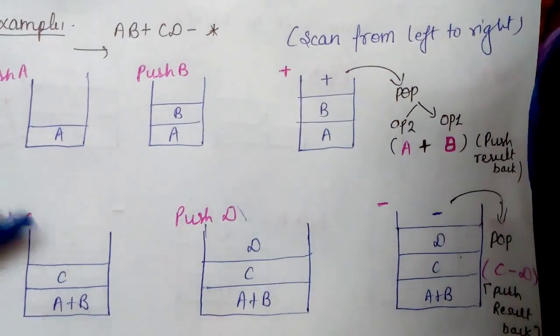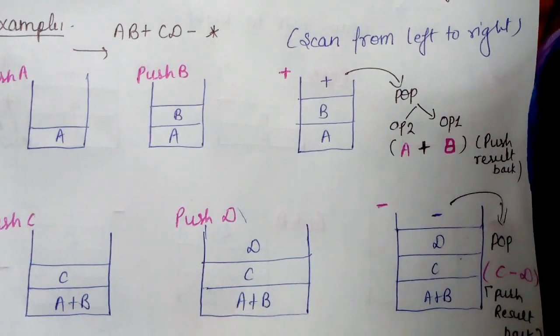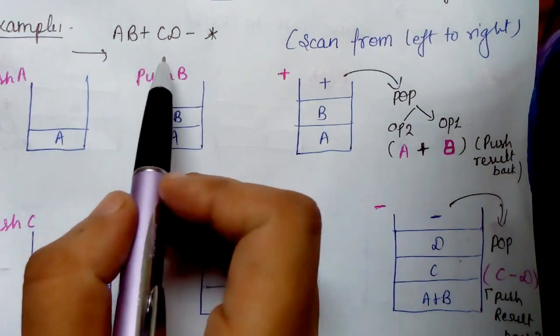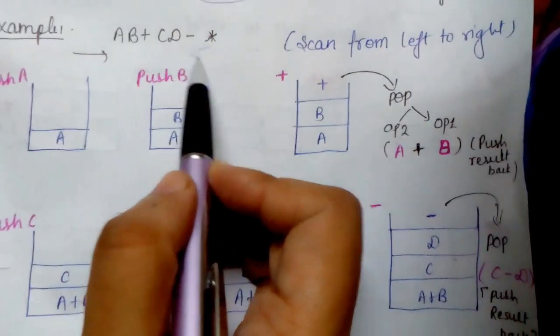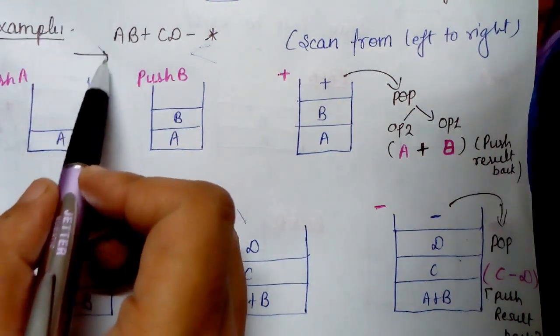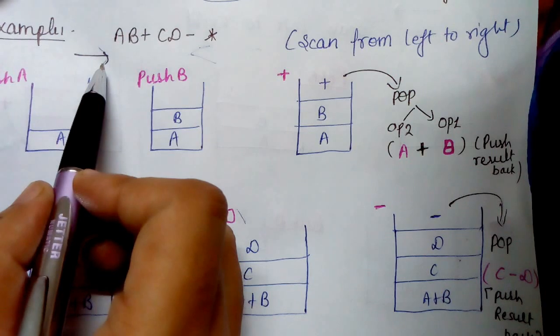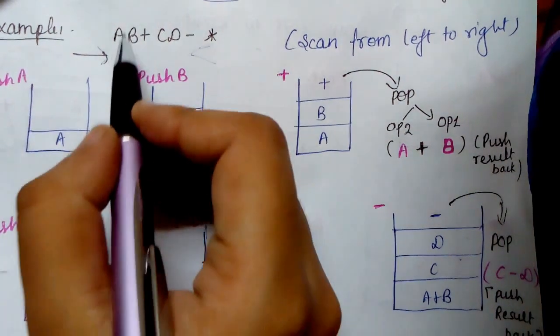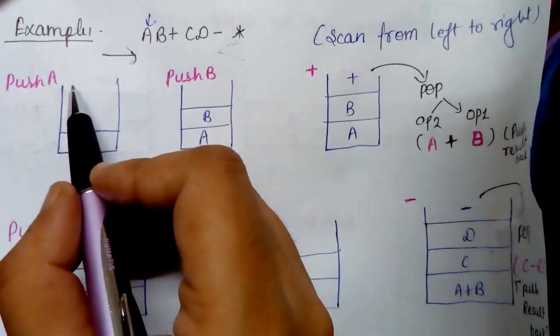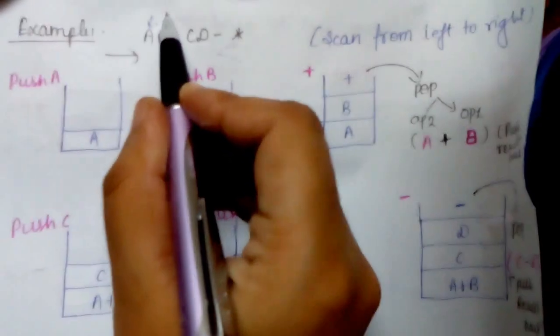This is our postfix expression, and we have to convert this expression into infix. When we have a prefix expression, we start scanning from right to left, but while converting from postfix to either infix or prefix, we start scanning from left to right. Whenever an operand comes, we push that operand into the stack. A comes, so we push A into the stack. After that, B is coming, so we push B into the stack.